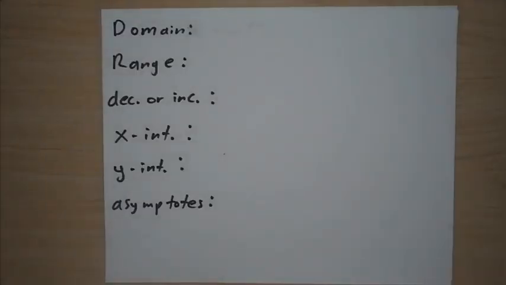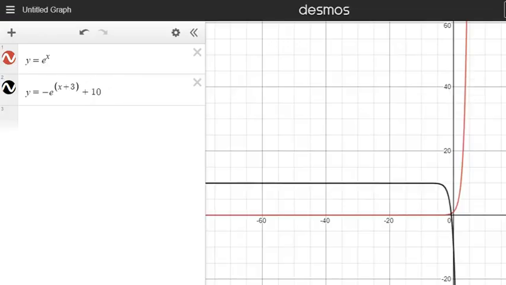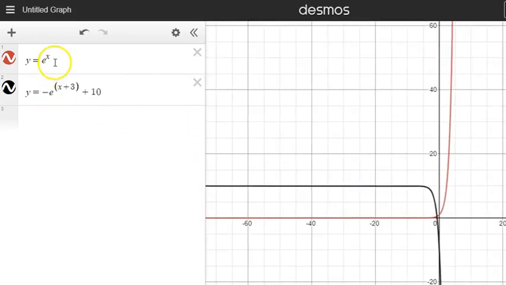For Part 2, we want to determine some key information about this function, such as the domain, the range, if it's decreasing or increasing, if it has any x-intercepts, y-intercepts, and asymptotes. So we're going to look at the graph to determine the domain and the range. Our graph here, y equals e to the x, which is our basic function, is in red, and our function that we're trying to look at is in black.